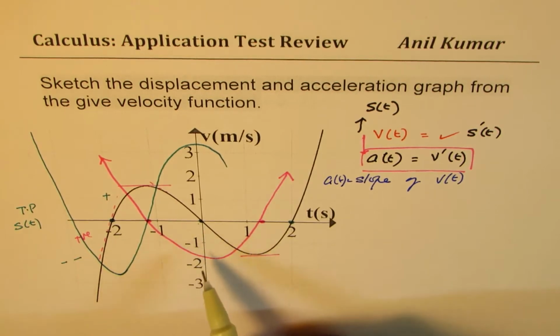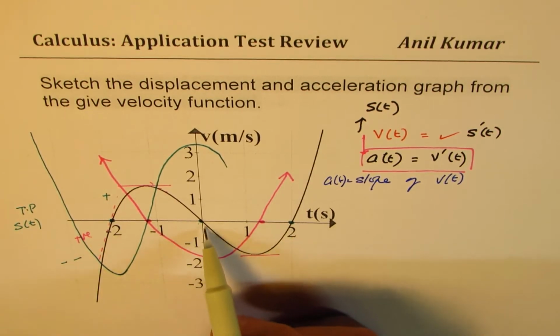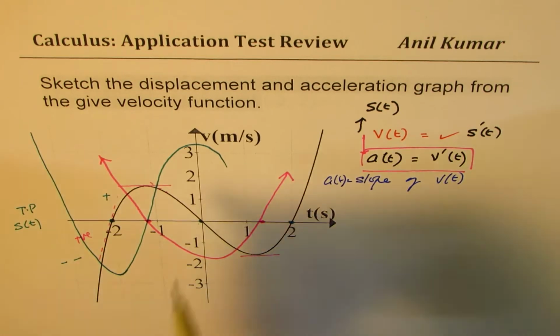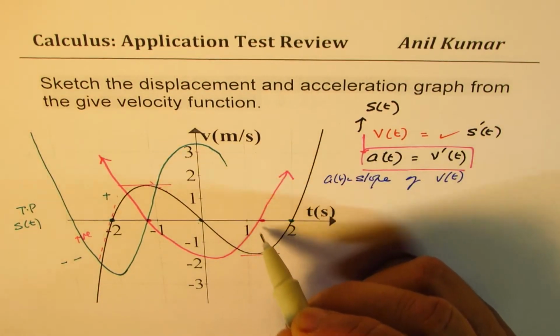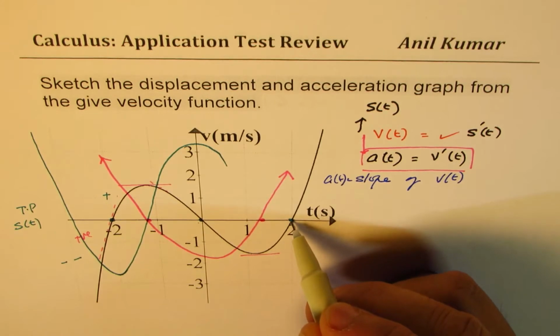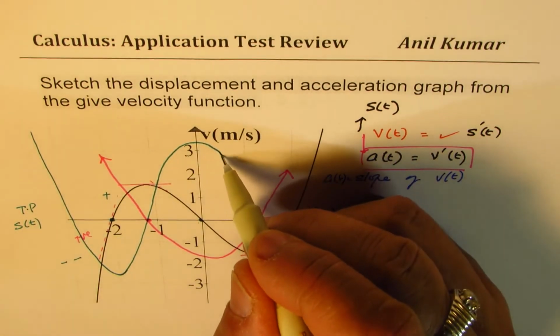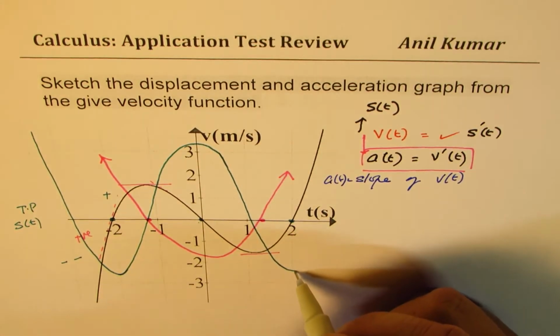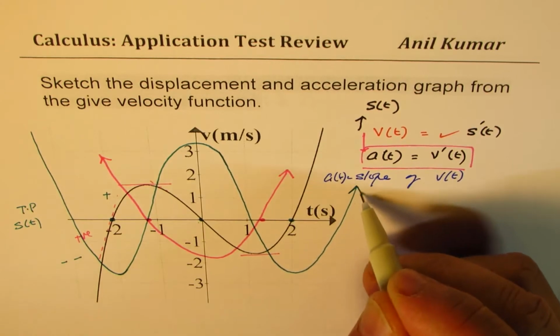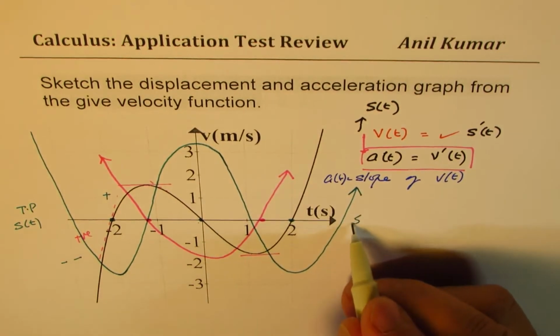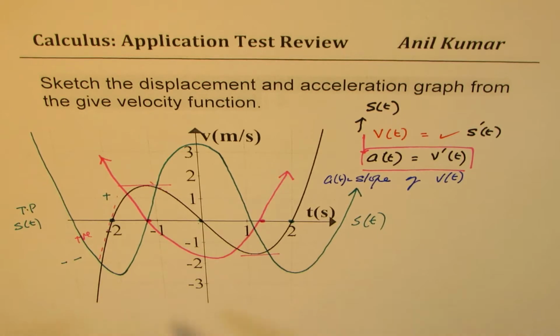So I hope you're getting the logic. And then again, it is negative all throughout. So this curve of displacement has to come down until when it turns. So we'll just move downwards and then turn here and then go up, correct? Giving you a graph of displacement. So I hope that makes it simpler to understand how to sketch this graph.